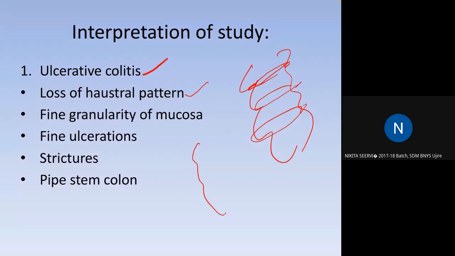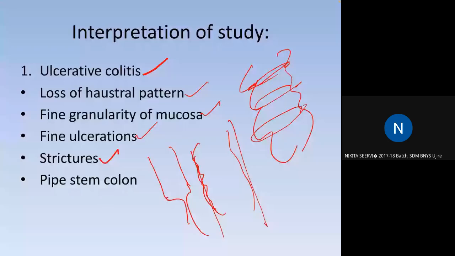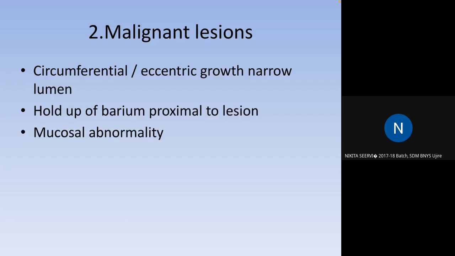In ulcerative colitis, these haustrations are lost because there is inflammation and it becomes like a tube. And fine granularity of the mucosa is again because of ulcerations and inflammation. Then there could be strictures, fibrosis, and pipe stem colon. I told you it becomes like a cylinder. Then we have learned about malignant lesions.